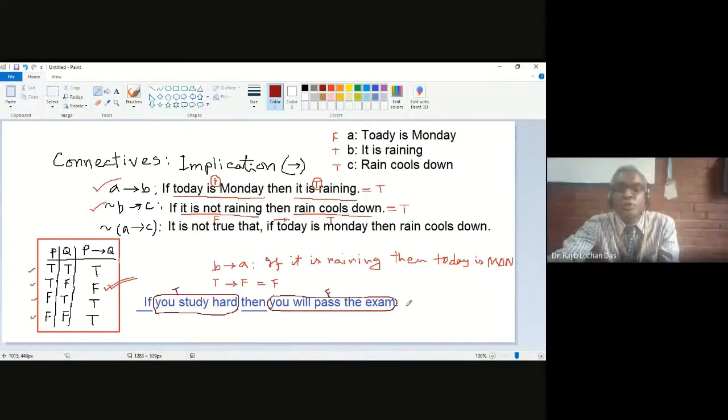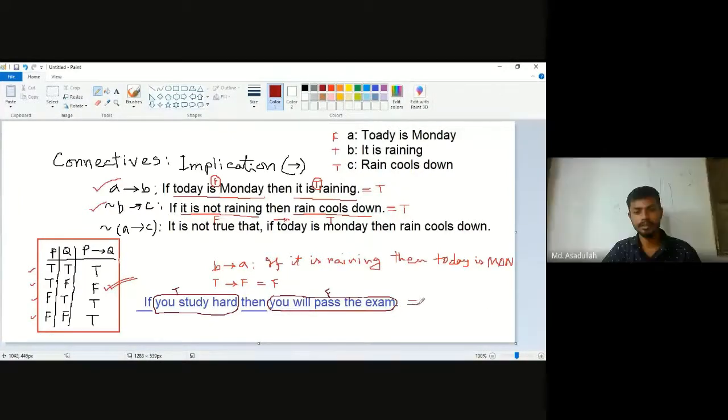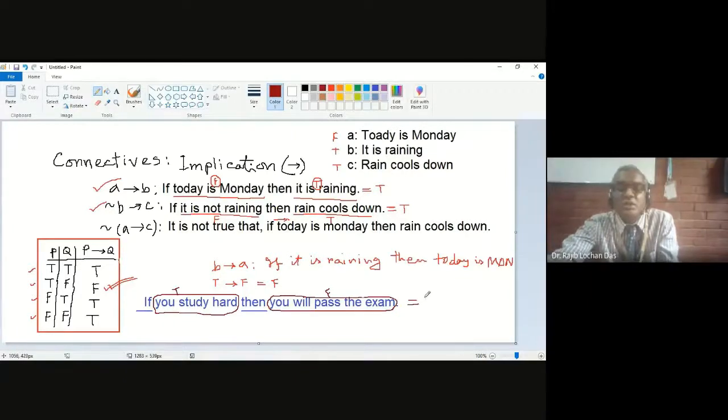So what will you say about the whole sentence? False, sir. The sentence is wrong. It is not correct. That person, Kamal or Jamal, will say, sir, you said a wrong thing. You said if you study hard, then you will pass. But I studied hard, but I am not passing the exam. So your sentence was wrong. You understand my point? Yes, sir.